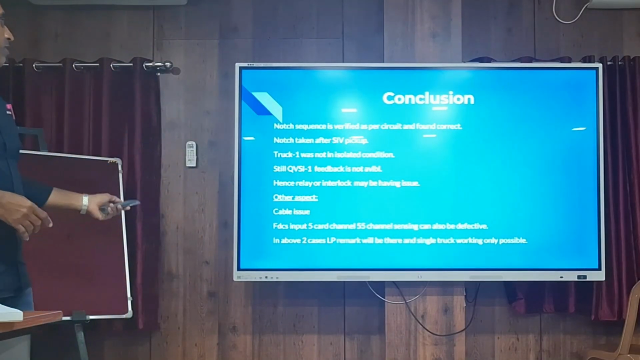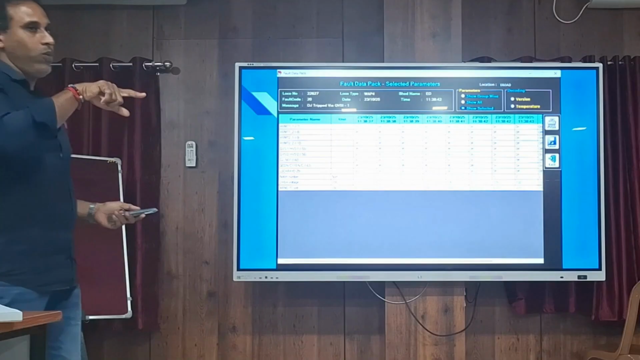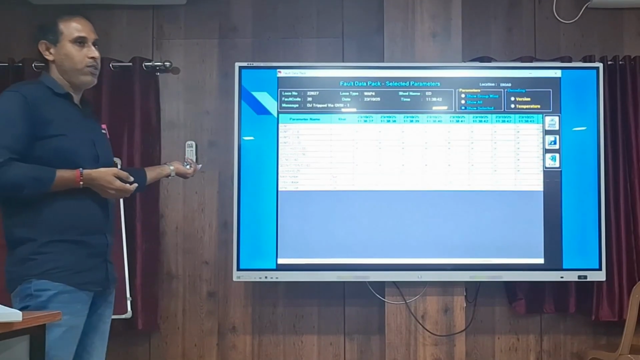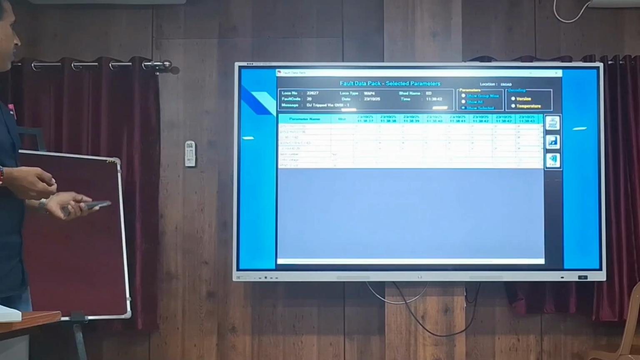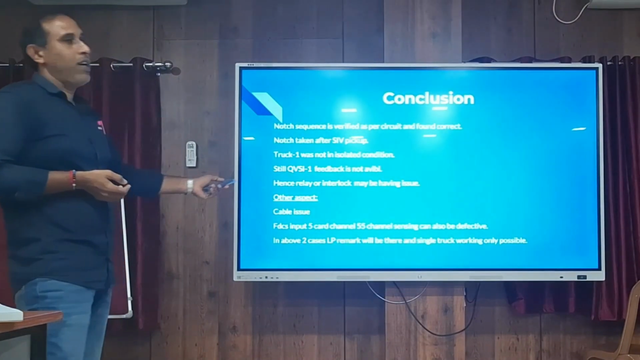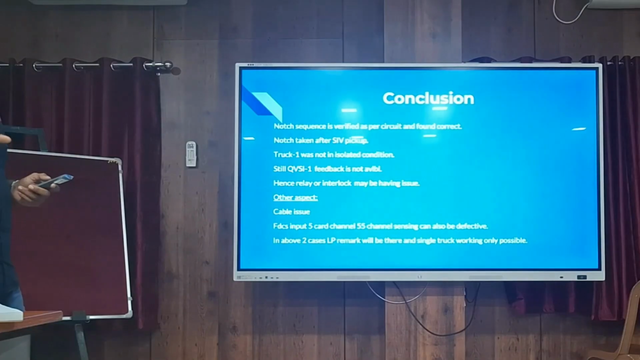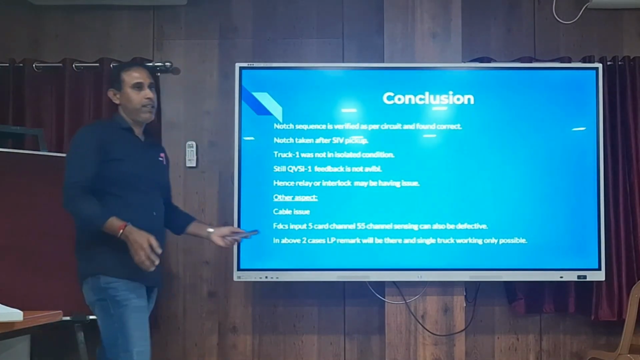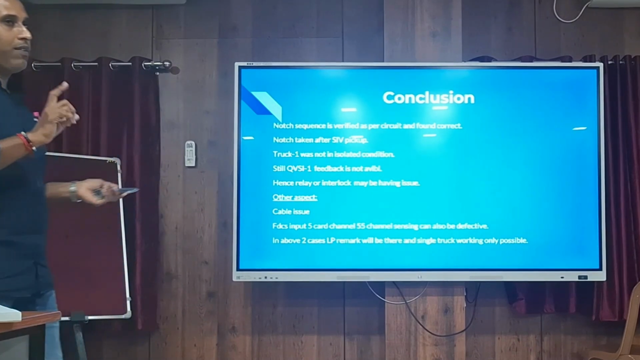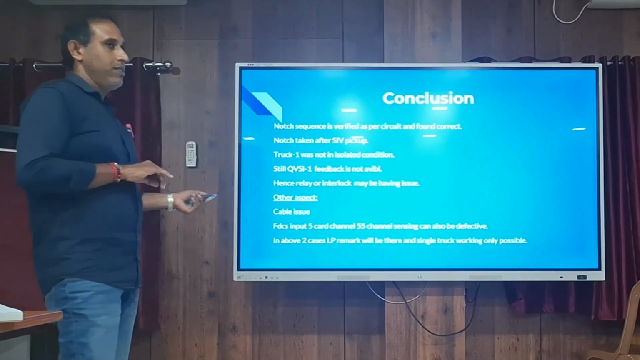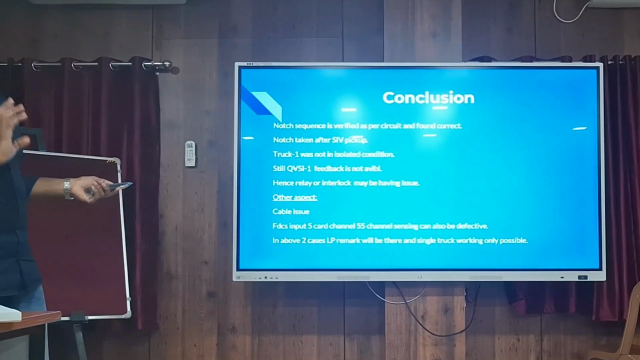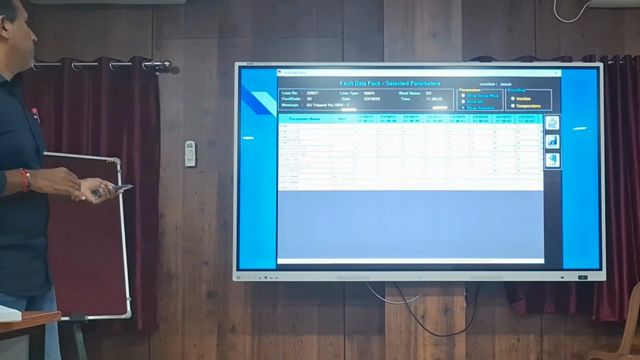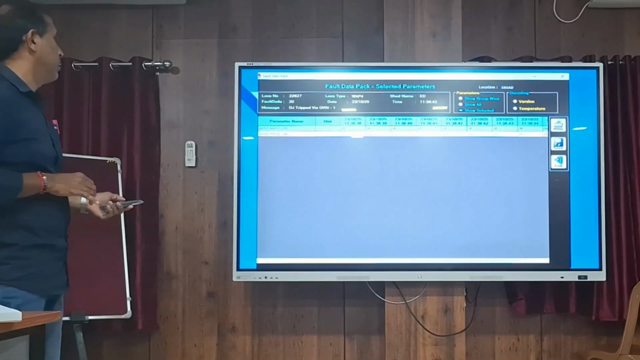One is a cable issue. If the input cable coming to the SD has an issue, then also this circuit will not work. Next is the FDCS input card channel. If the input channel is defective, then also it will not work. But in these two cases, the fault will be permanent, so driver booking will be there. Here we have to check the logbook, whether this is permanent or not. But from the data itself it is.